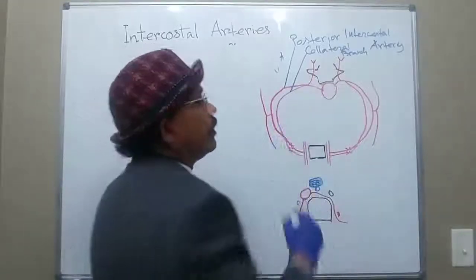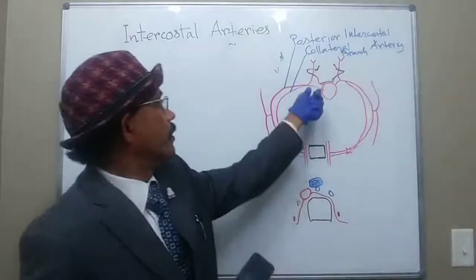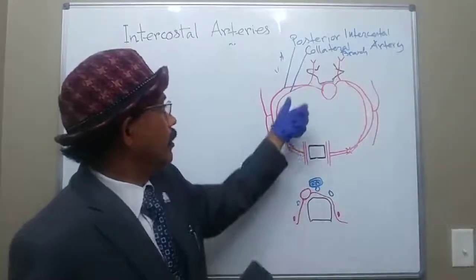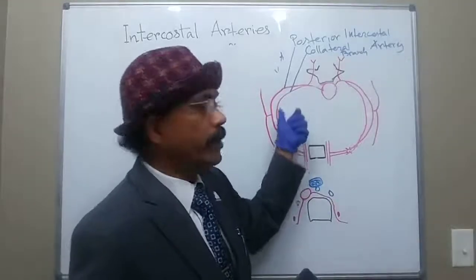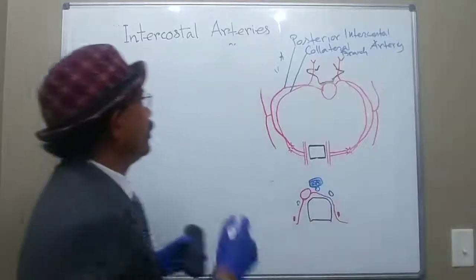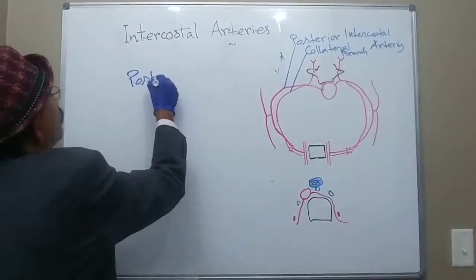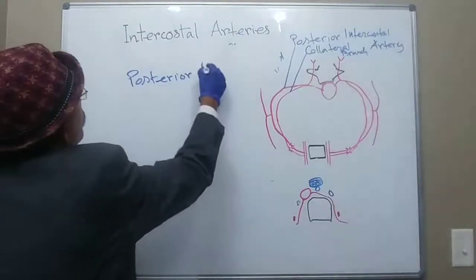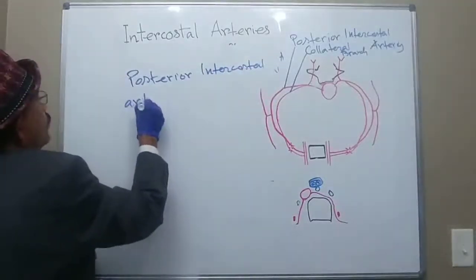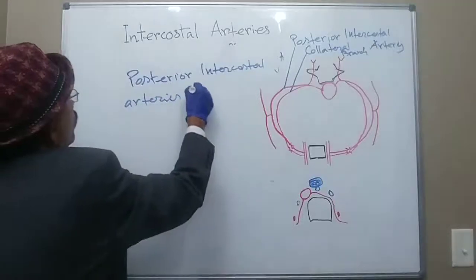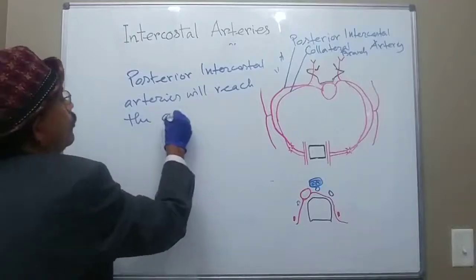Okay, on the posterior aspect, certainly we got the posterior intercostal arteries. So the posterior intercostal arteries ultimately go to the costal groove. They will follow the rib costal groove, and we know the relationship. The posterior intercostal arteries will reach the costal groove.